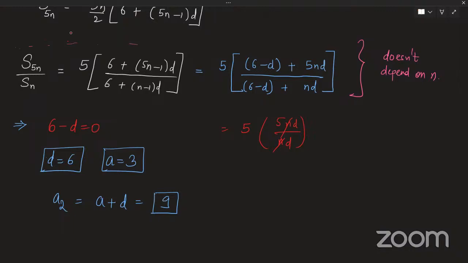So this was the most important step. I hope everyone must have got till here, till this step where 5 into 6 minus d plus 5 and d divided by 6 minus d plus nd. After that you might not be able to think how to cancel n. What is the condition for cancelling n?